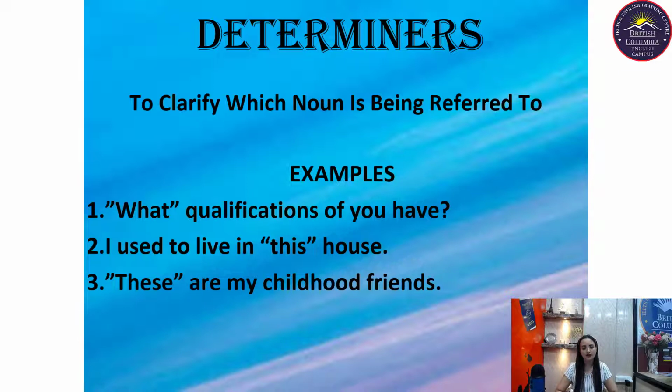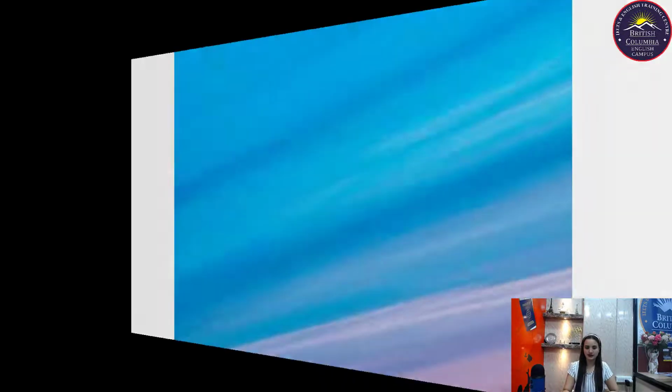The second is, I used to live in this house. If you go bland with this sentence without the word this, it would come out as, I used to live in house. Which house? We do not know. So we need to put a determiner like this house to make it clearer to the reader or listener that this is the specific house being talked about. And then, these are my childhood friends. You're referring to a specific set of friends that you had in childhood, so you're using the determiner these.